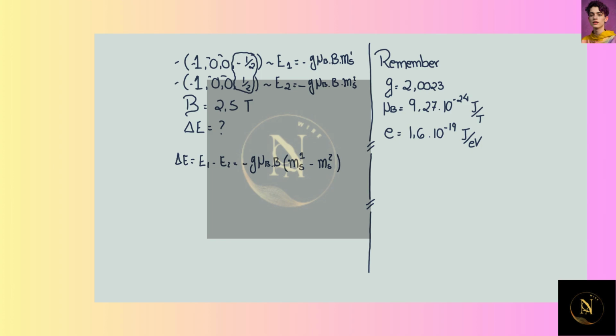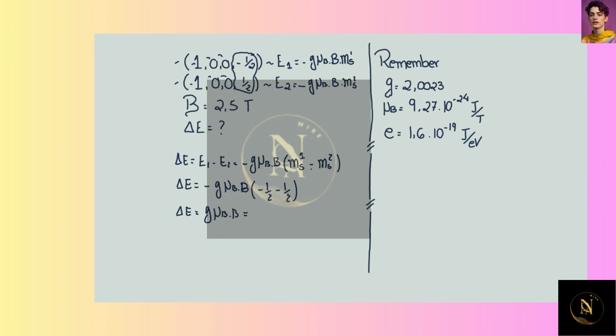Then we get the following. Delta E is equal to minus g mu B times B times (ms1 minus ms2). ms1 is equal to minus 1/2. Then minus plus 1/2, which is minus 1/2 again. Minus 1/2 minus 1/2 is equal to minus 1, so the signs cancel out, and we have delta E as being equal to g mu B times B.